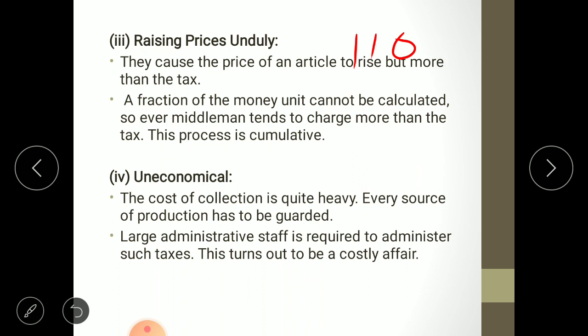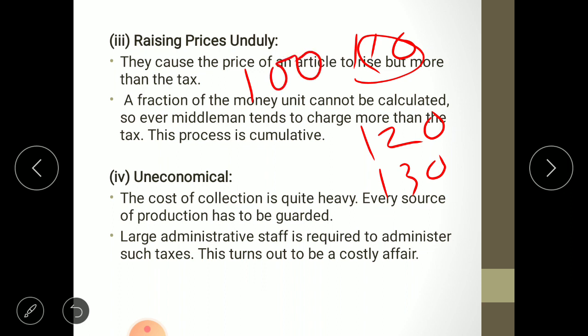He will sell this 110 rupees product at 120 by giving an argument to the retailer that government has increased the tax. Now what will the retailer do? Retailer will sell at 130 rupees, giving an argument to the final consumer that government has increased the tax. But actually how much has government increased the tax? It is only 10 rupees. When the tax was 10 rupees, the product was sold at 100 and the tax increased by 10 rupees more. Actually the price should be 110, but the price has become 130 because of the cumulative effect.